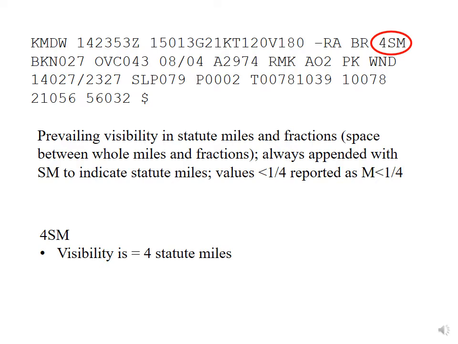Those differences make sense. So in this case, we have a 4 statute mile visibility, and they can report fractional visibility. So you can have like 1.5 miles or 3/4 of a mile or 1/4 of a mile, and values that are less than 1/4 of a mile will be reported as M1/4.